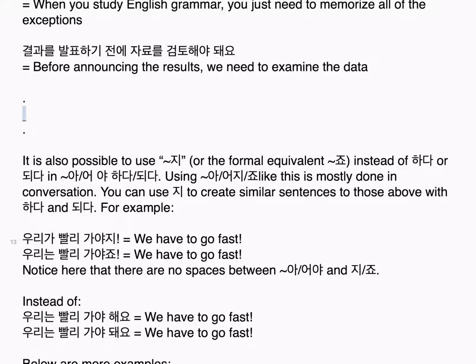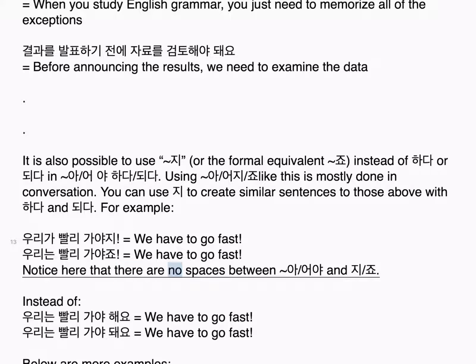It is also possible to use 지, or the formal equivalent 죠, instead of 하다 or 되다 in 어야 하다, 되다, using 어야지, 어야죠. This is mostly done in conversation. You can use 지 to create similar sentences to those above with 하다 and 되다. For example, 우리가 빨리 가야지. We have to go fast. 우리는 빨리 가야죠. We have to go fast.